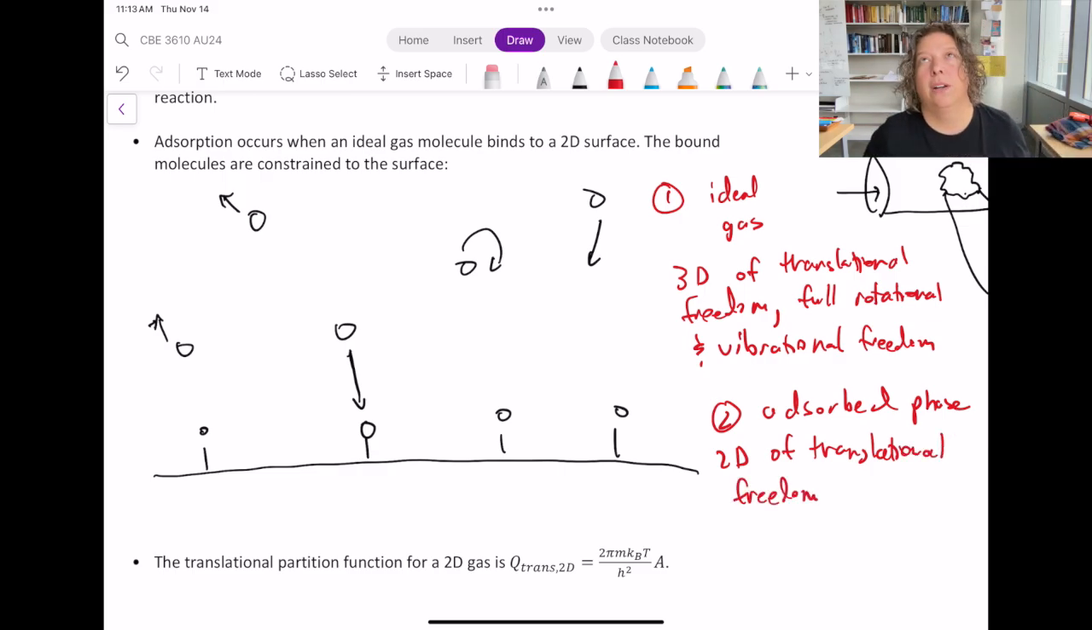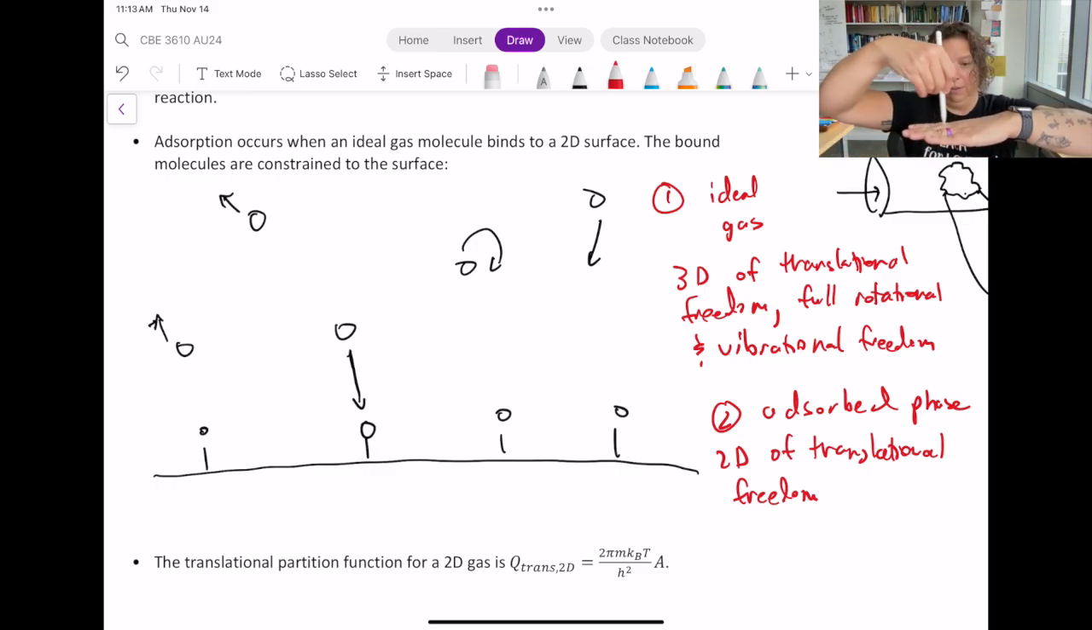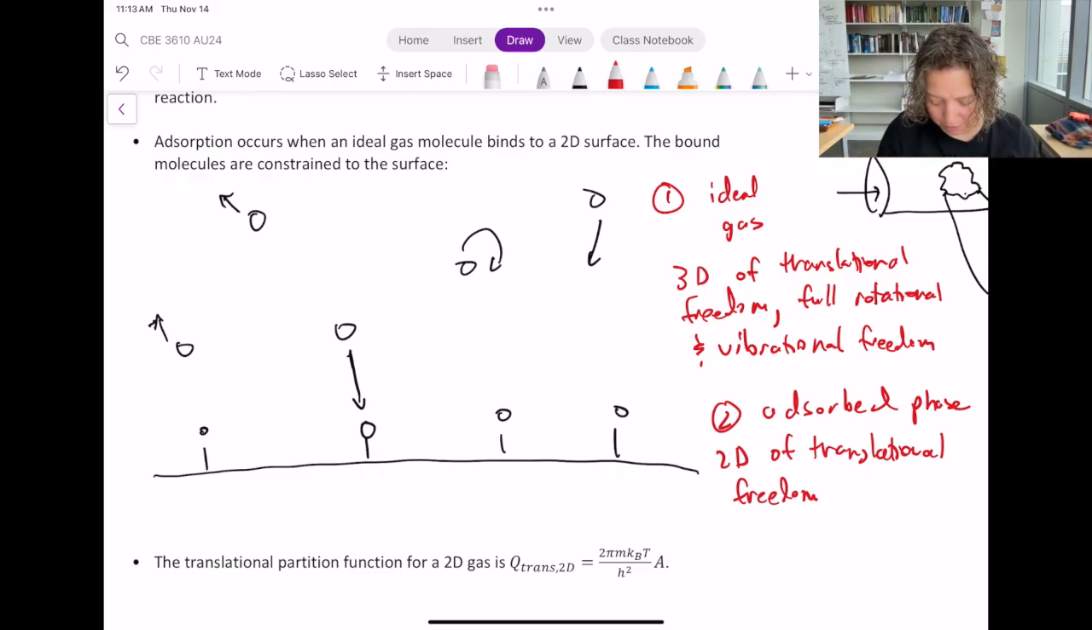So these molecules are constrained to the surface, so they can't leave the surface. So now they can only zoom around on the surface, right? So the gas molecules are everywhere. The adsorbed molecules are anywhere on the 2-dimensional lateral surface. So they only have 2 degrees of translational freedom.